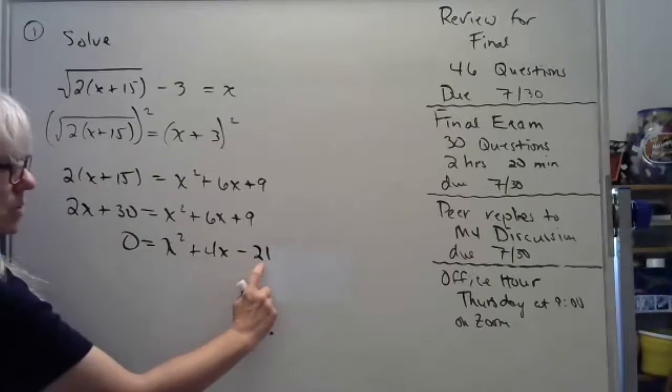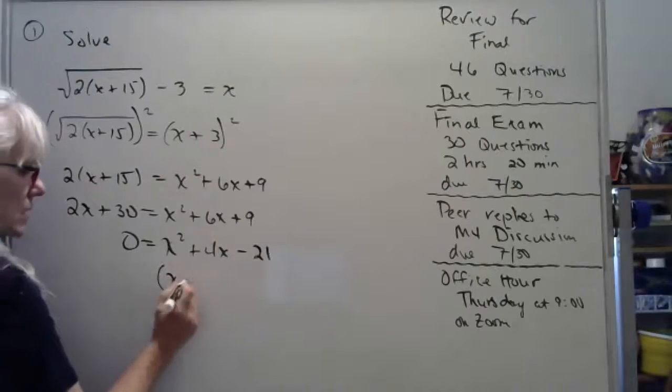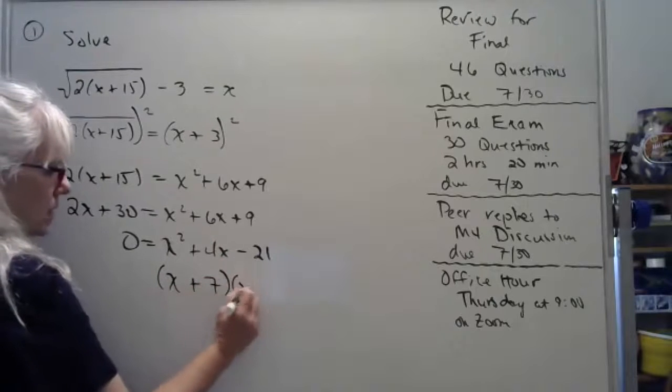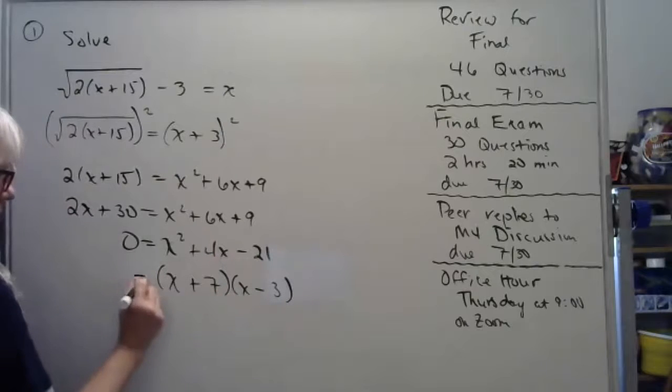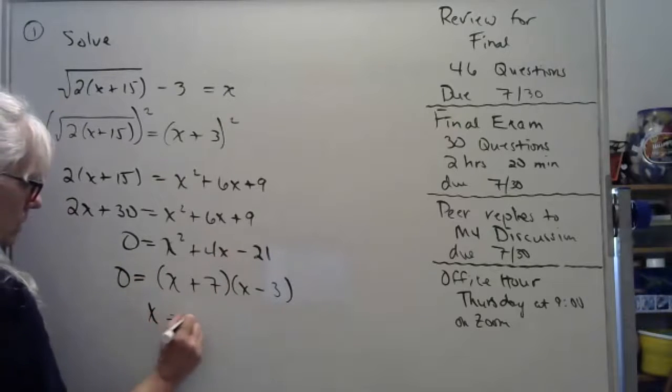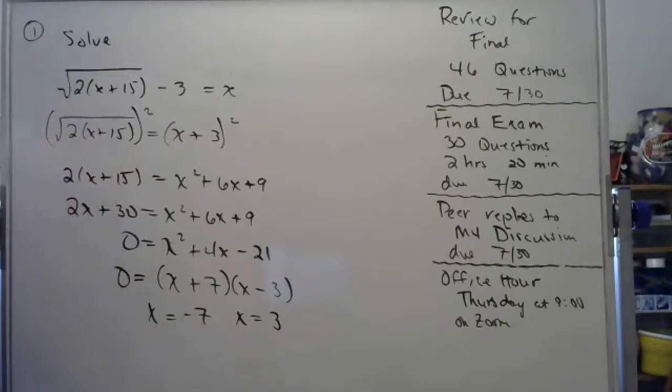And now we need factors of 21 that are going to subtract to 4. So it does factor nice and neatly. So x plus 7 and x minus 3 subtract to give me 4 and multiply to give me 21. So x equals a negative 7 and x equals 3. So you do need to check your solutions to make sure they work. I'm a little worried about the 3, but we'll plug them in and see.